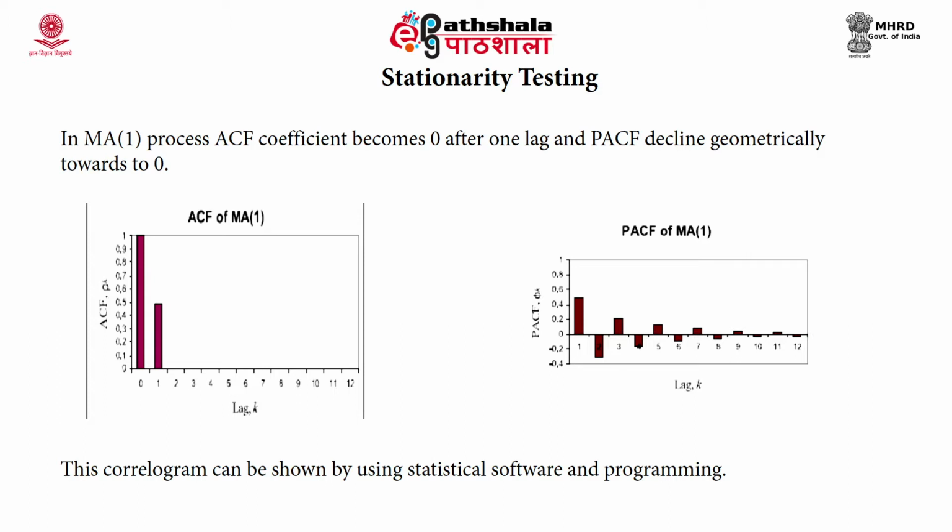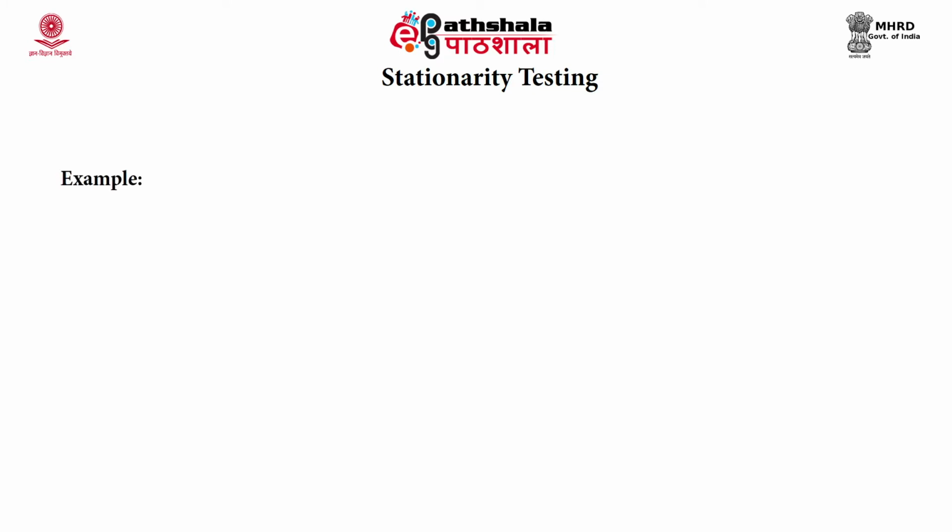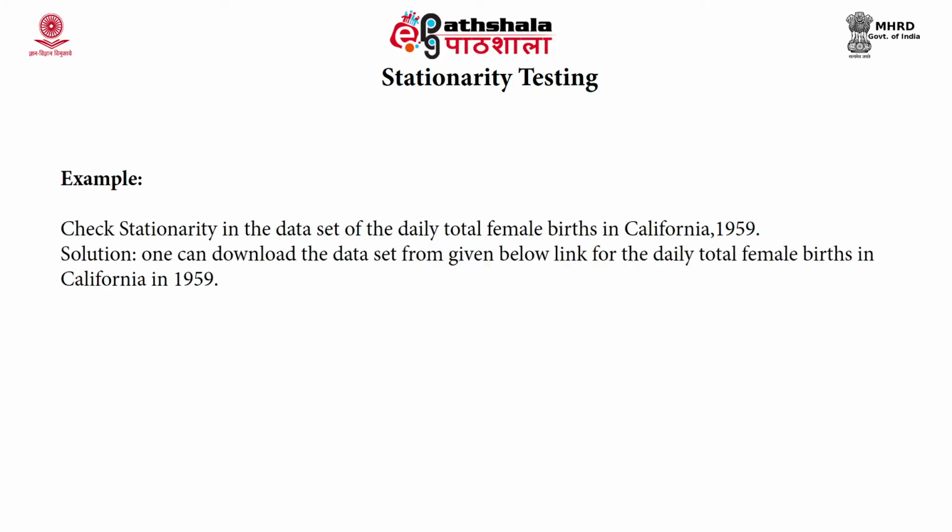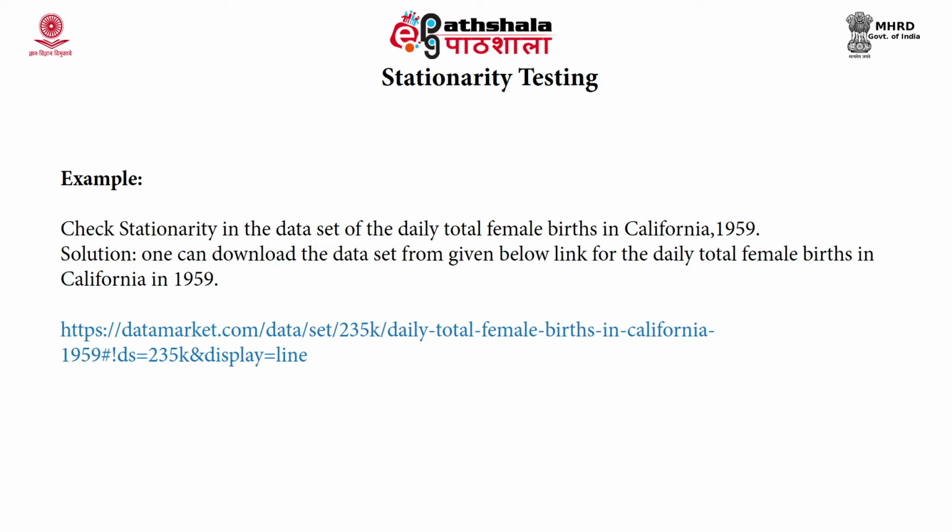This correlogram can be shown by using statistical software and programming. One can construct these types of figures using computer software like EViews or SAS, etc. So this is an example. In this example we want to check the stationarity of the data, and the data is of daily total female births in California in 1959, and the link is given here to help you see the data. One can download the data set from the given link for the daily total female births in California 1959.